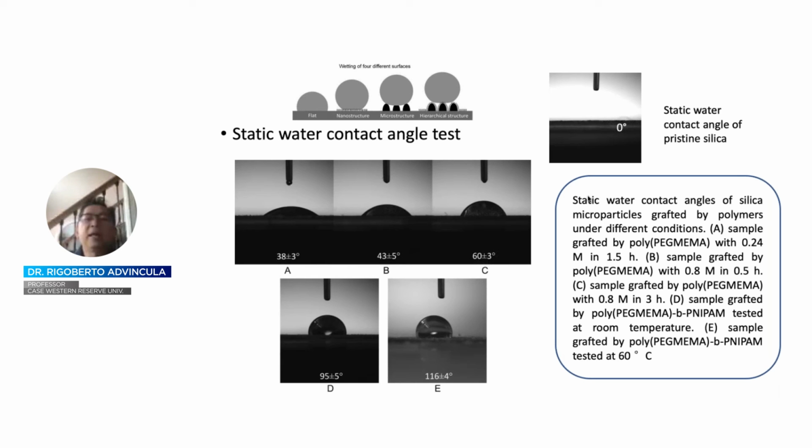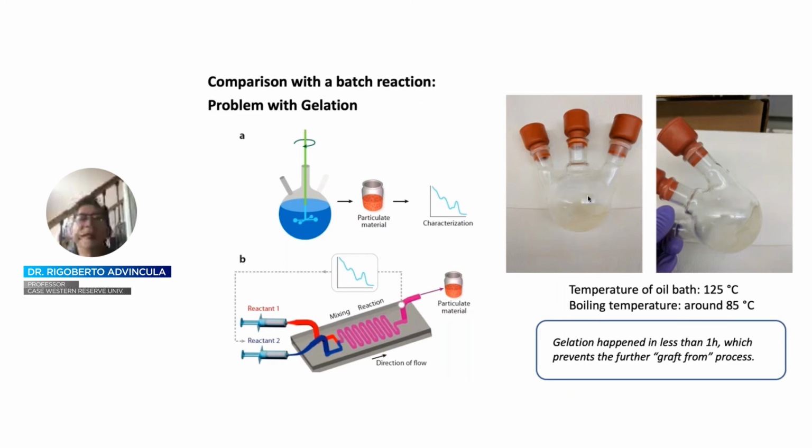Okay. And then another interesting thing is we never observed any gelation using the flow chemistry setup, but we had problems with gelation when we did the same reaction in batch mode. And that gelation is a manifestation of the Trommsdorff effect, or the Norrish-Trommsdorff effect, where you have an auto-acceleration simply because the polymer becomes viscous.